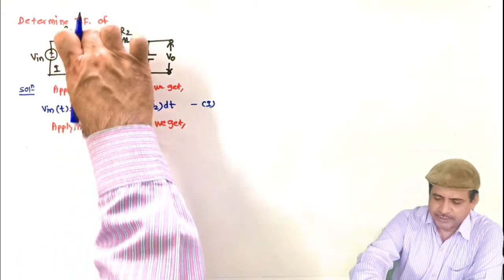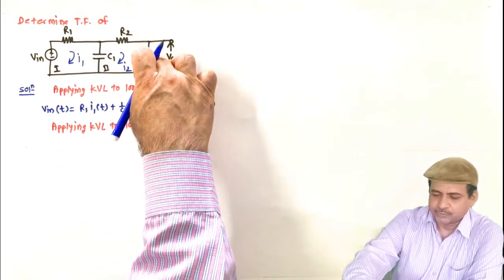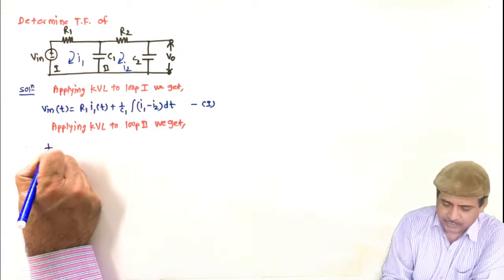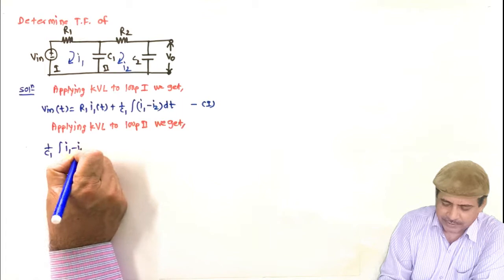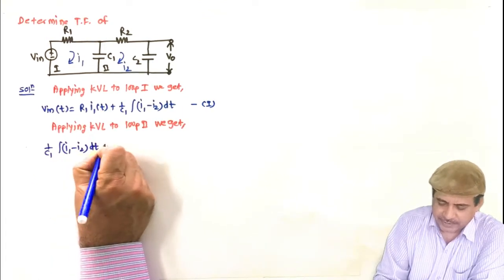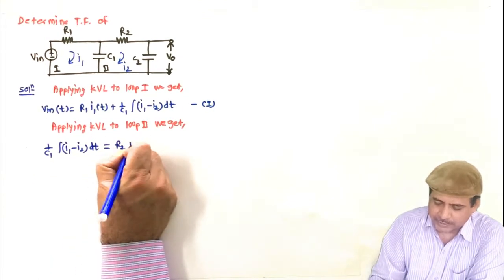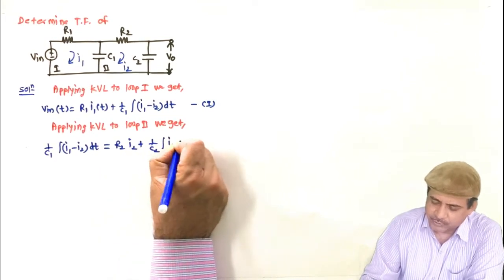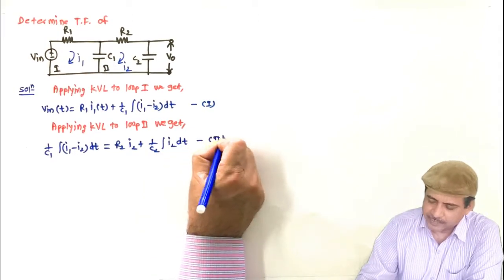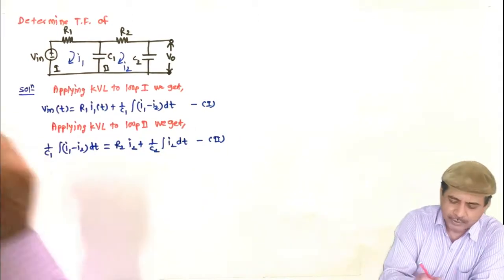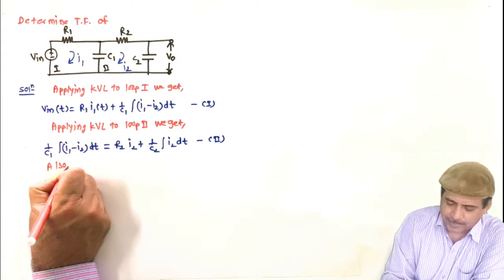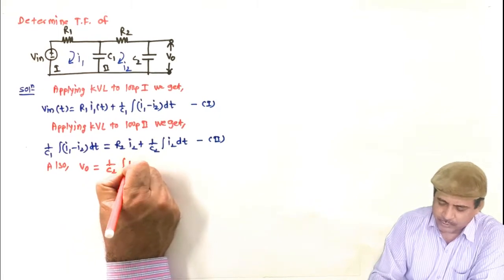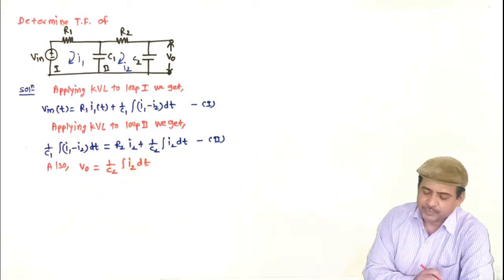So for the second loop, this voltage will be equal to the sum of these two, and this voltage is 1 upon C1 integration I1 minus I2 dt, and that is equal to R2 I2 plus 1 upon C2 integration I2 dt. Also V out is equal to 1 upon C2 integration I2 dt.